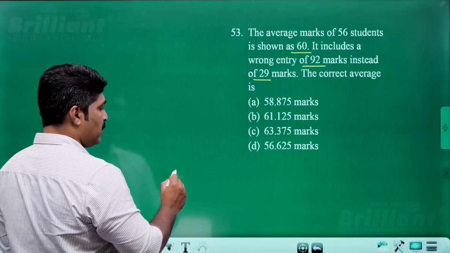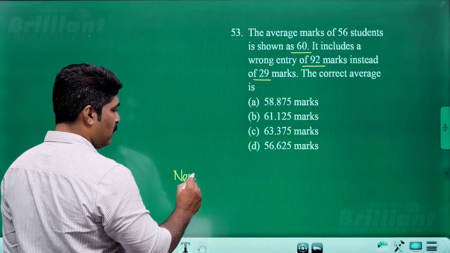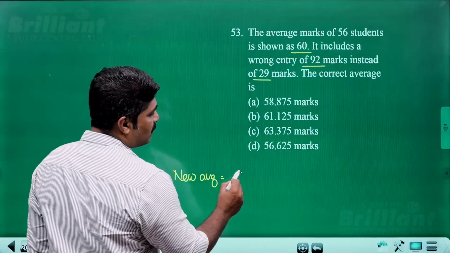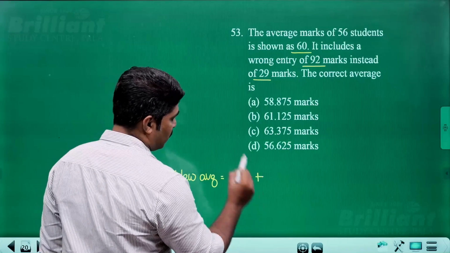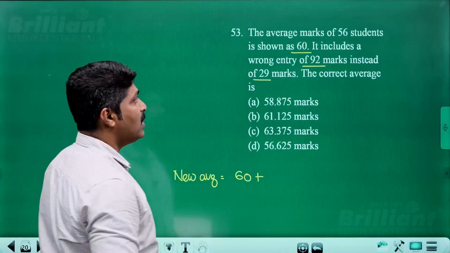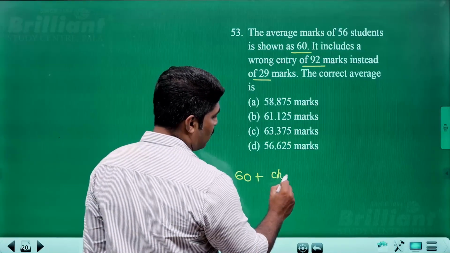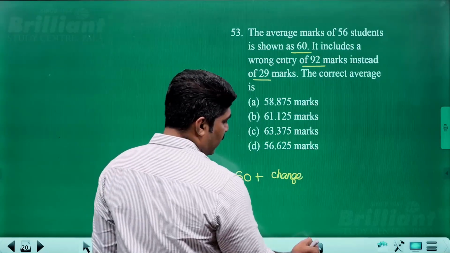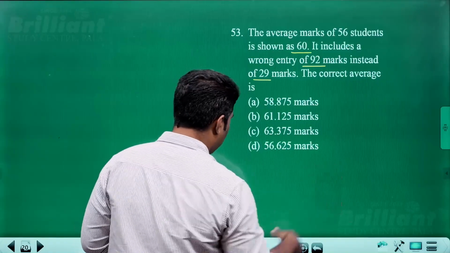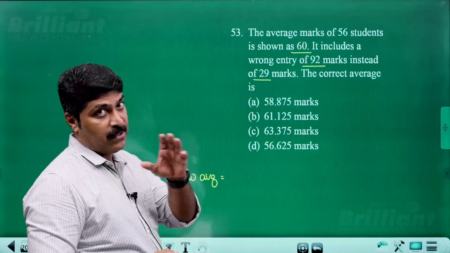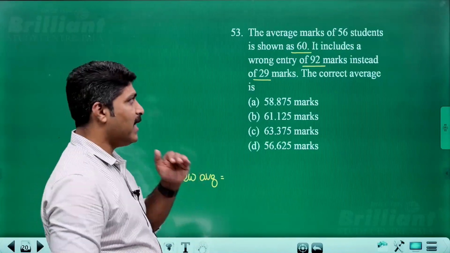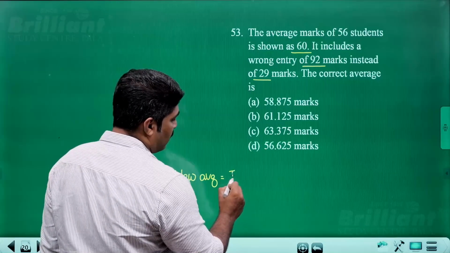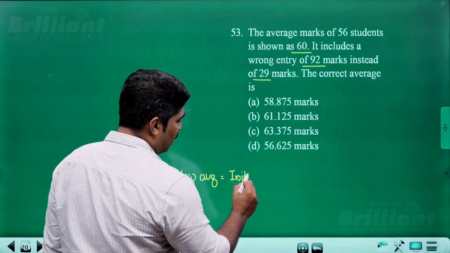So in such a situation, what is the direct step? The new average is the initial average, which is 60, plus the change. Don't forget that. What is the change in total? It's a replacement. Don't forget it's a case of replacement. In such a situation of replacement, the result is very simple.